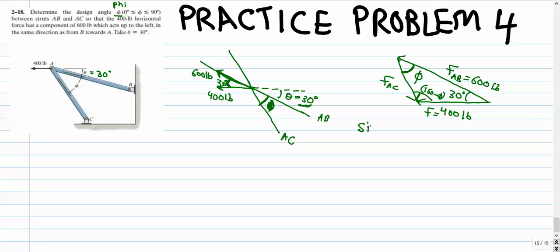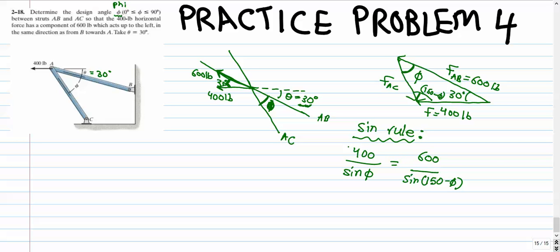So the sine rule. If you don't know what the sine rule is, you should just Google it up. So according to the sine rule, 400 pounds for sine of the angle phi should be equal to 600 over sine of the angle 150 minus phi.